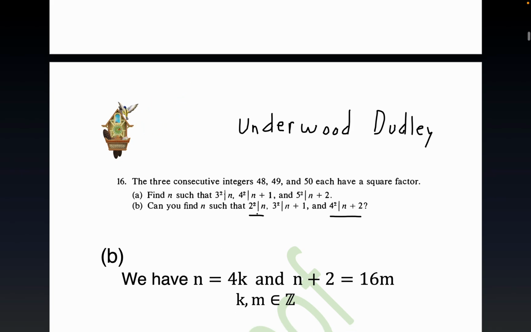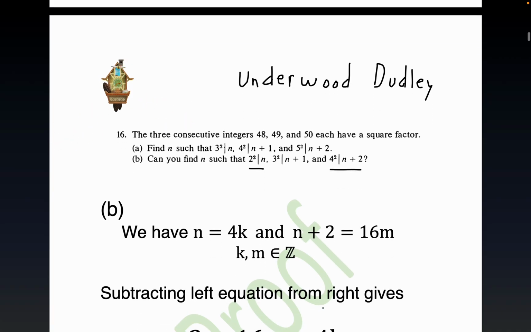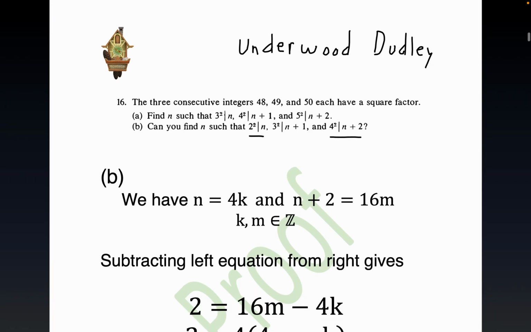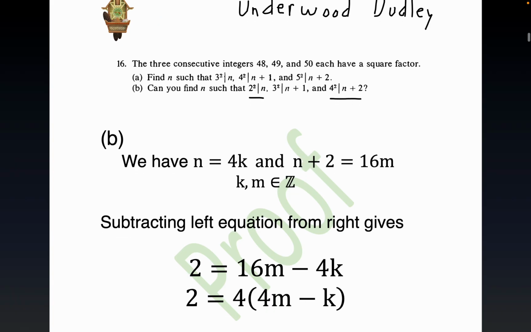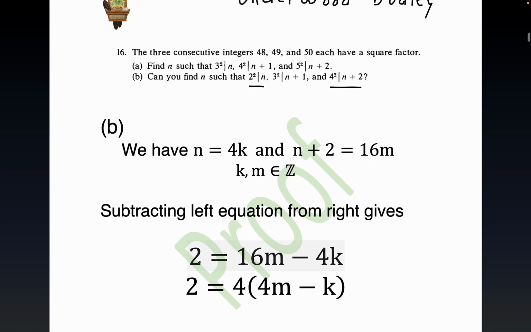From this statement right here, that's the same thing as saying n is equal to 4k, where k is some integer. And this statement right here is equivalent to saying n plus 2 is equal to 16m for some integer m, okay? And this is very straightforward, no modular arithmetic required. If you subtract the left-hand equation, n equals 4k, from n plus 2 equals 16m, the n's go away conveniently, and you're just left with this statement right here. Again, this is subtracting the left equation from the right-hand side, and you can do that without having to write much down. It's fairly straightforward.